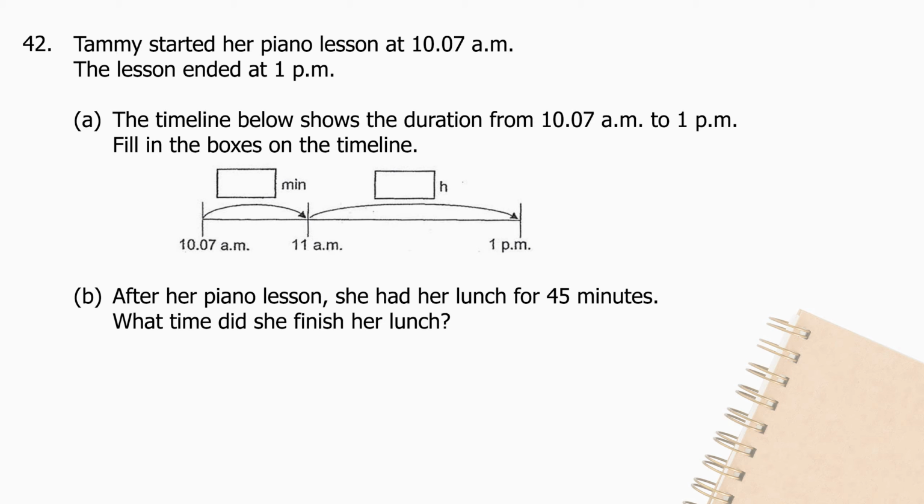Question 42. Tammy started her piano lesson at 10:07 a.m. The lesson ended at 1 p.m. A. The timeline below shows the duration from 10:07 a.m. to 1 p.m. Fill in the boxes on the timeline. B. After her piano lesson, she had her lunch for 45 minutes. What time did she finish her lunch?